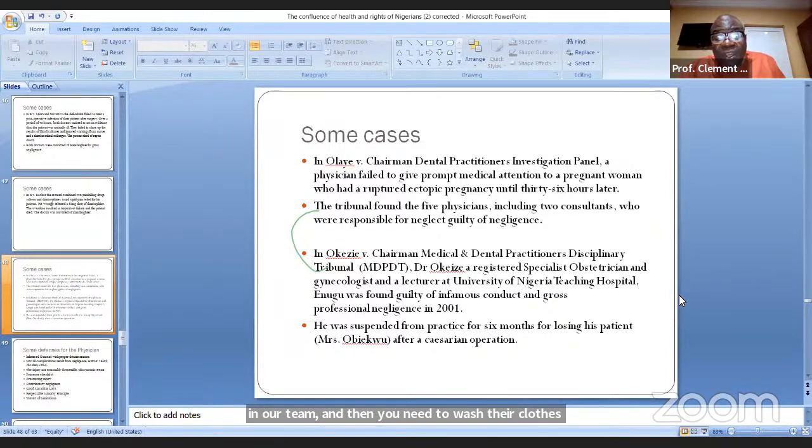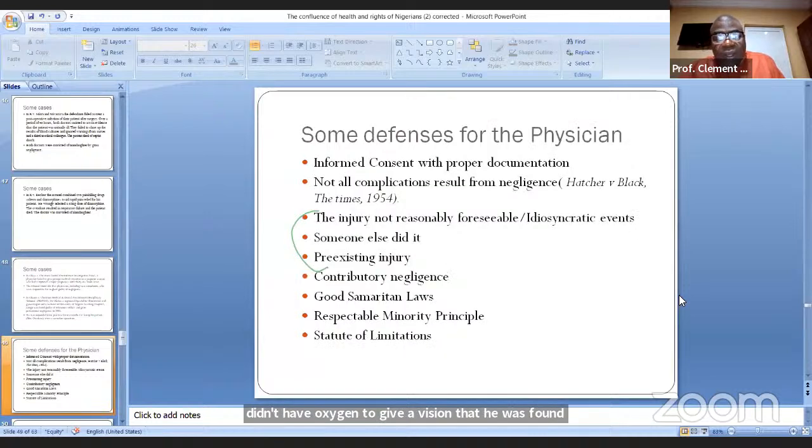They were found guilty. In Okezie and Medical Council of Nigeria, a properly trained gynecologist was doing a CS in his private clinic. He was also the anesthetist. He was a gynecologist. He didn't have oxygen to give, and the patient died. He was found guilty.